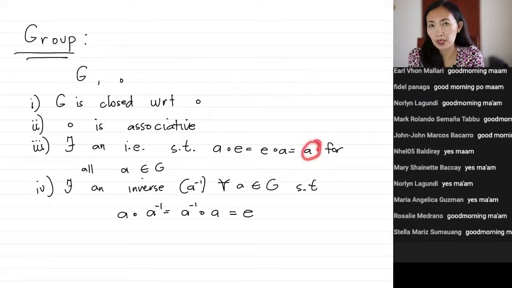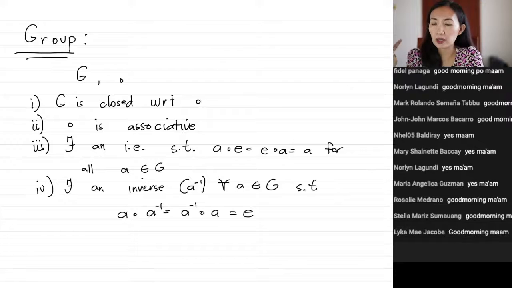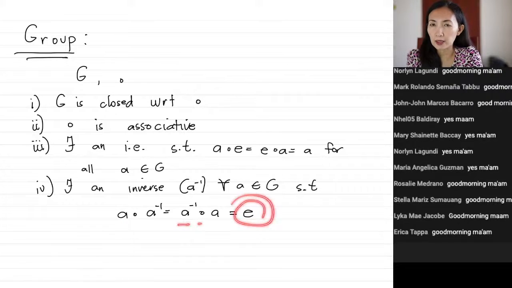Okay, so when we take one element of the set and operate it with the identity element, it should yield the element of that set, A. This is for all A in G. And number 4, there exists an inverse. We shall denote it as A raised to negative 1 for every, please take note of this part, for every A in G, such that A times A inverse is equal to A inverse times A, and that should yield the identity element E.